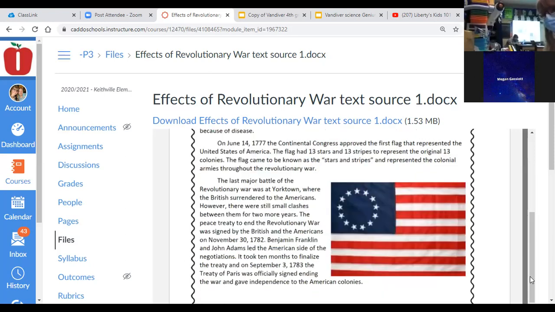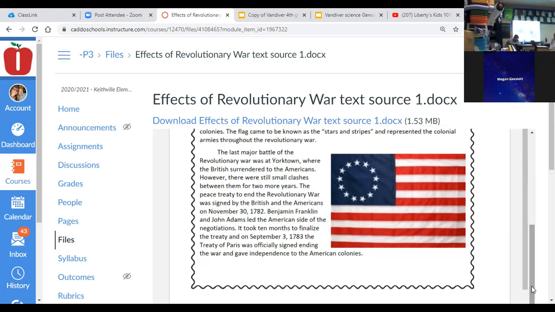So there's the original flag. All right, last paragraph, Ricardo. Yorktown.